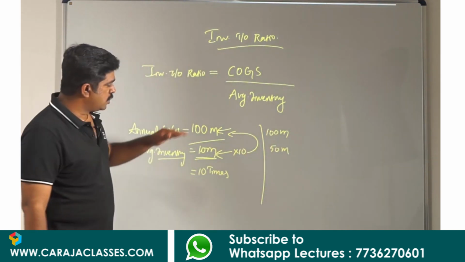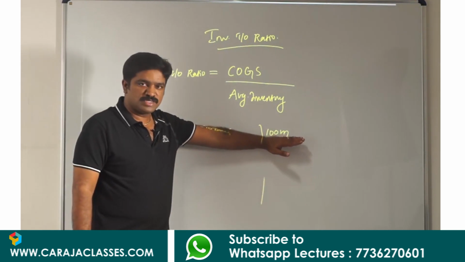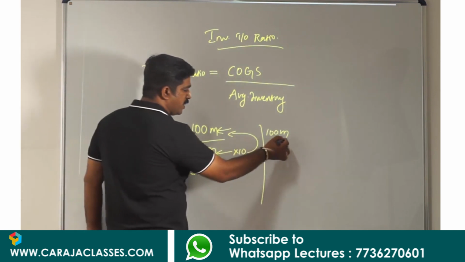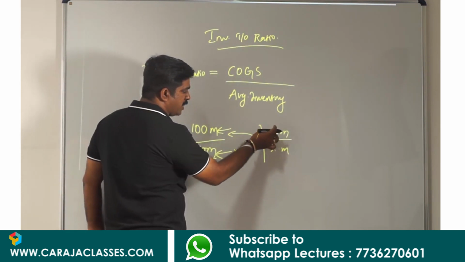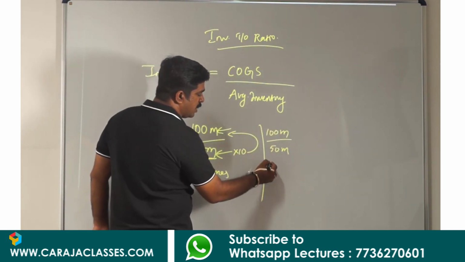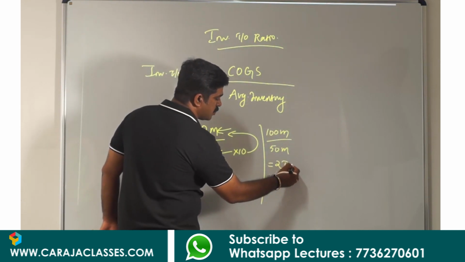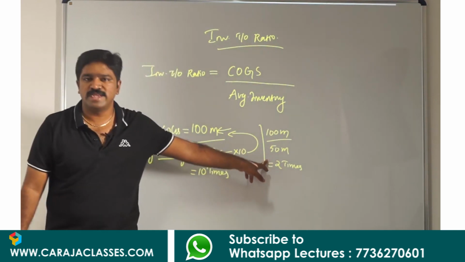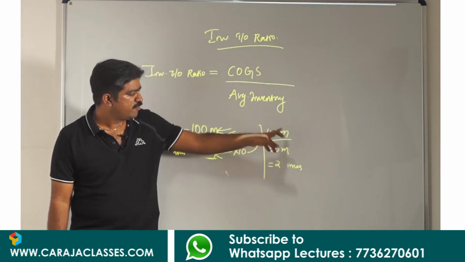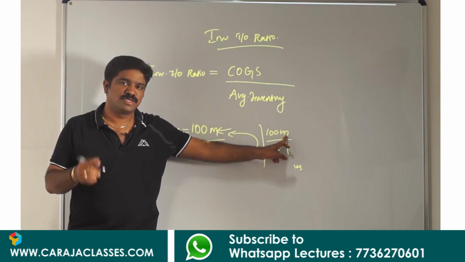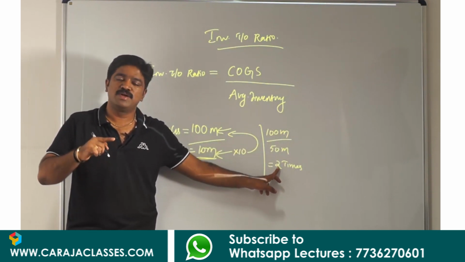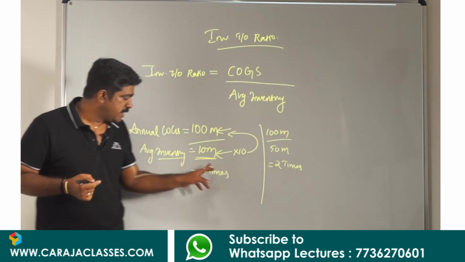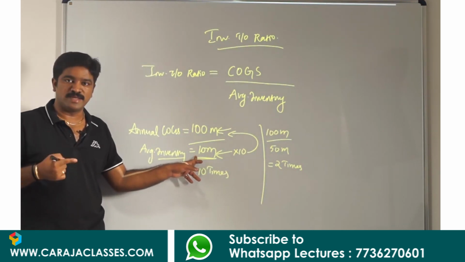Annual cost of goods sold is 100 million, the average inventory they are keeping is 50 million, and now if I create a relationship between these two by dividing 100 million by 50 million, I get 2 times. Look here: on average they are maintaining inventory of 50 million, and in one full year their total cost of goods sold is 100 million. It means they were able to rotate the inventory only 2 times in a year. Here they were able to rotate inventory 10 times in a year.